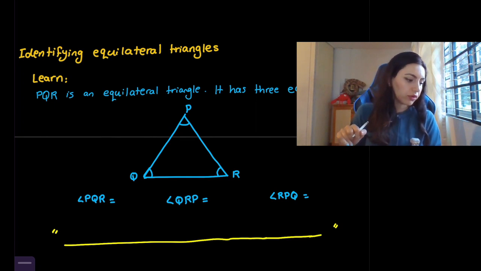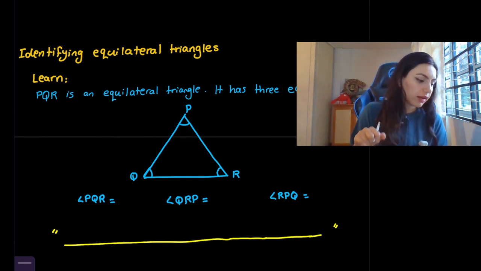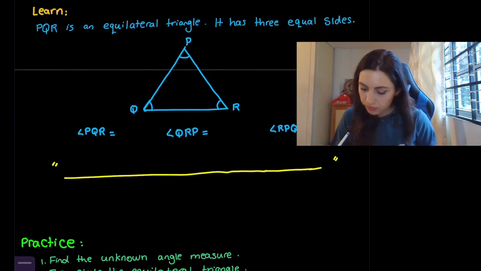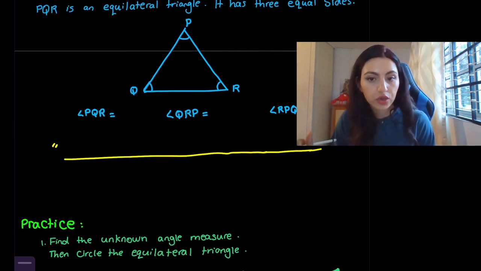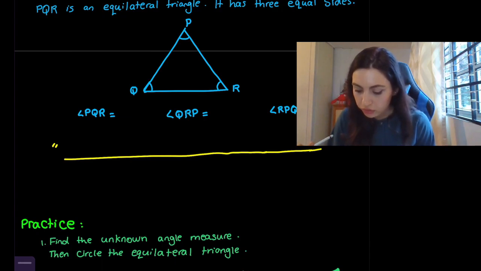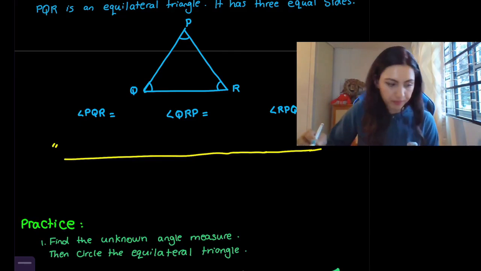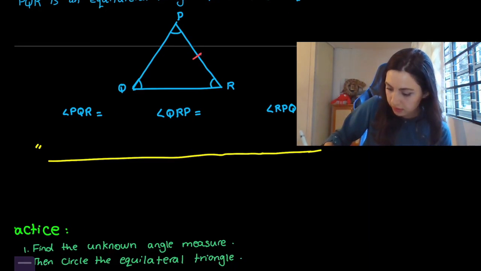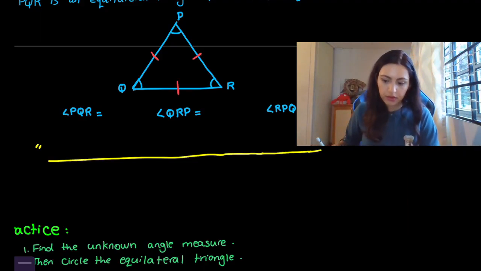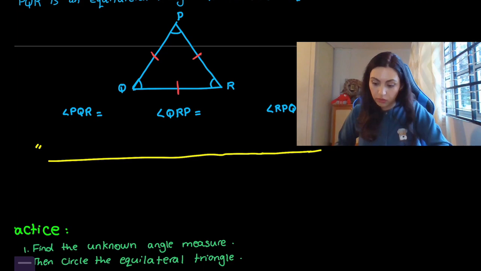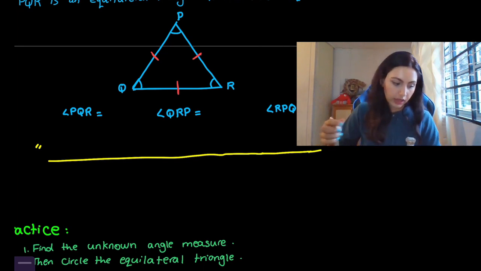Then we're going to learn about identifying an equilateral triangle. The learning part. PQR is an equilateral triangle. It has three equal sides. So in an equilateral triangle, all three sides are equal. This one is equal to this one, equal to this one. So all sides are equal. That's what we call it, equilateral.